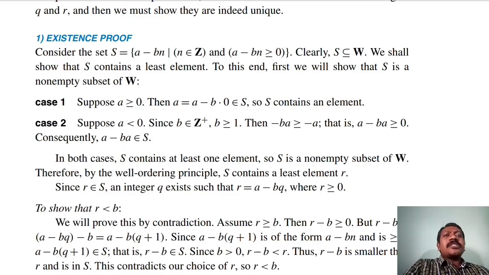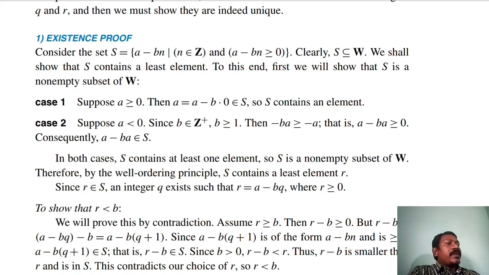And again, in case 2, suppose a less than 0, if we take a negative integer, since b belongs to positive integers, Z plus, b is greater than or equal to 1. So we know that if b belongs to Z plus, then b must be greater than or equal to 1. Then if a is positive, then ab is greater than or equal to a, but a is negative. Then we can get a greater than or equal to ab.